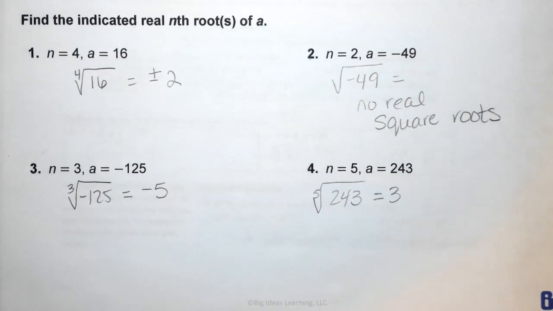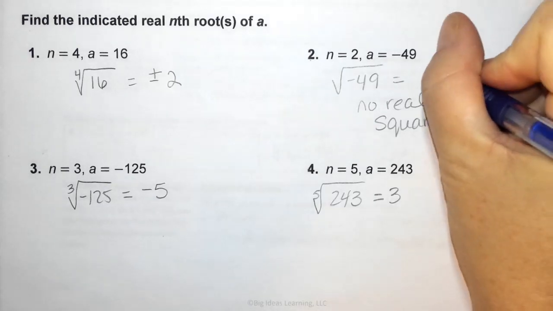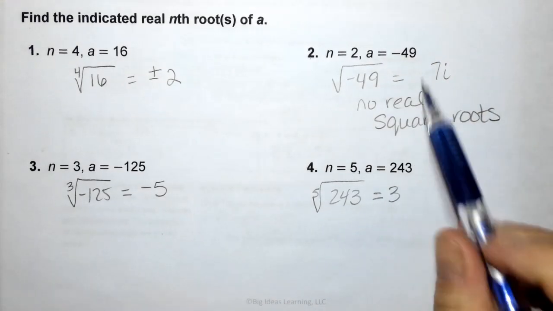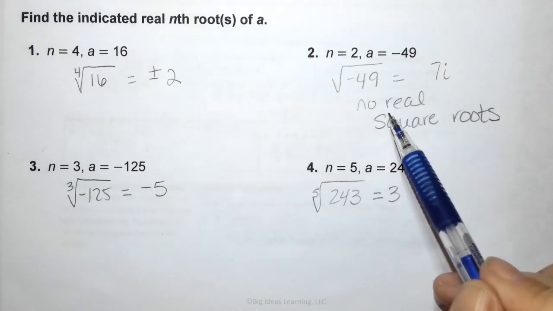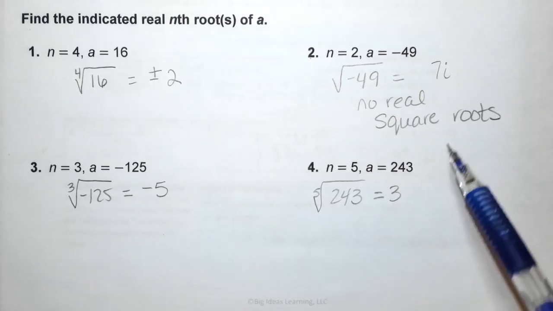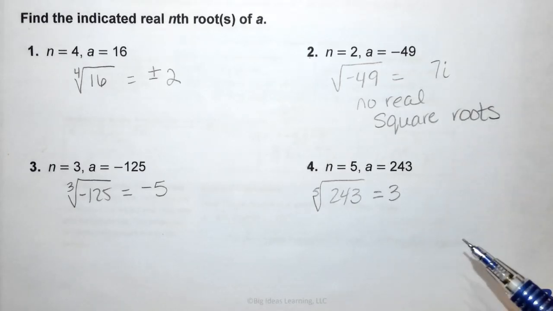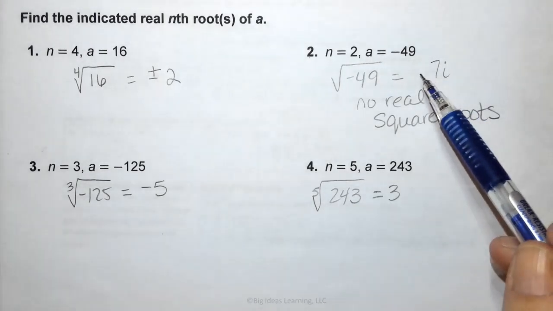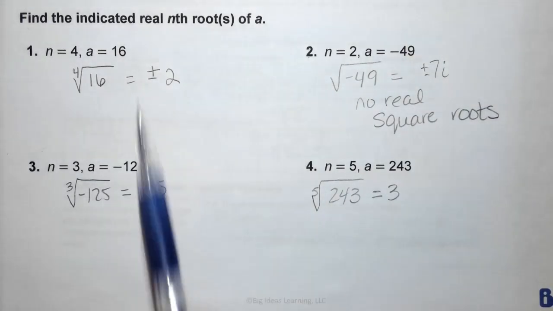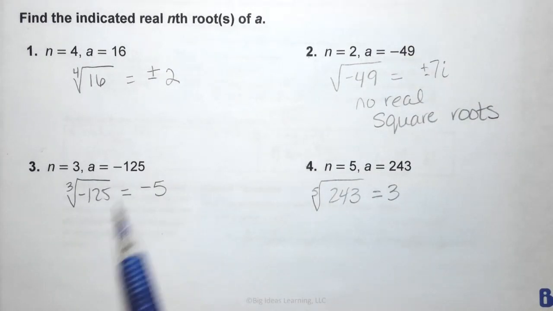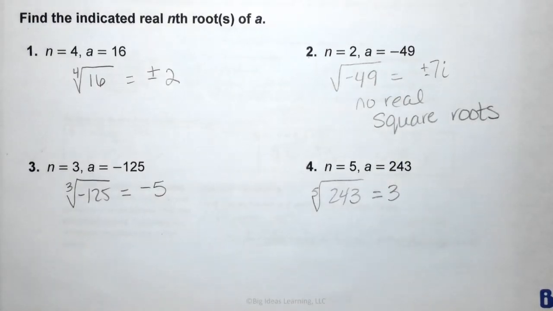Okay, so hopefully you gave these a try. This one we have learned in the past. Now in this lesson, it doesn't talk about i's yet, but just to refresh, remember we did learn in the past that that would be equivalent to 7i. But in this situation, we would say there's no real square roots because technically that is imaginary. And it would be plus or minus 7i. All right, so make sure you did your plus or minus with your evens, your odds. You didn't have to. So the only one that was a little different was number 2. So hopefully you gave it a try.